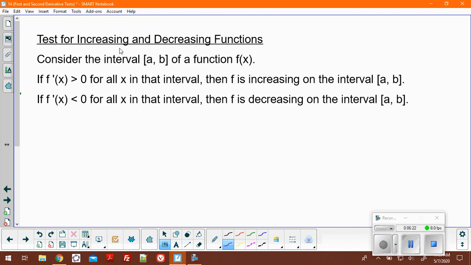First, we're going to talk about the test for increasing and decreasing functions. Consider the interval AB of some function. So I have a block. When we say interval, what I mean is, if there's my function, I'm talking about some block, maybe from here to here. What's going on here? If the derivative is positive for all x in that interval, then the function is increasing on the interval. And if the derivative is less than 0, so negative on that interval, then the function is decreasing on that interval.